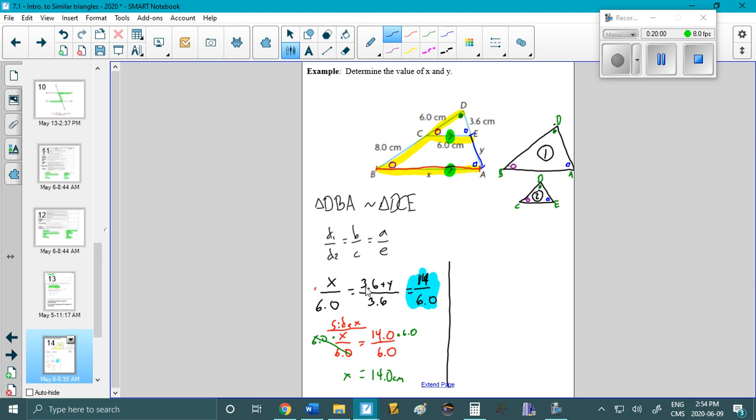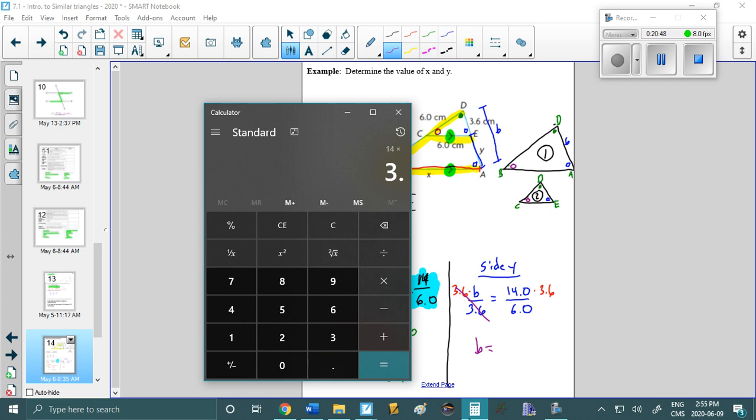Now we have to solve for this weird missing side here. So for side y, that's just part of this. So check this out. Instead, I'm going to solve for this whole big side here, and I'm going to call it side b because it is side b. So b over 3.6. I'm just taking this ratio and replacing this top part because that top part is super ugly. Equals 14.0 over 6.0. I multiply by 3.6 on both sides. These cancel out. And I get 14 times 3.6 divided by 6. I get 8.4.